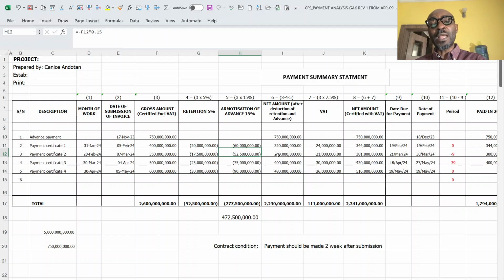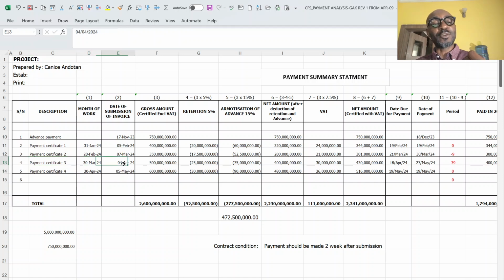So I'm getting these figures from the client. Then I now added VAT. I have 301 million to claim from the client. And if I add 2 weeks to the day I submitted, I'm supposed to be paid on the 21st of March. And eventually I was paid on the 30th of March. There's a 9-day delay.